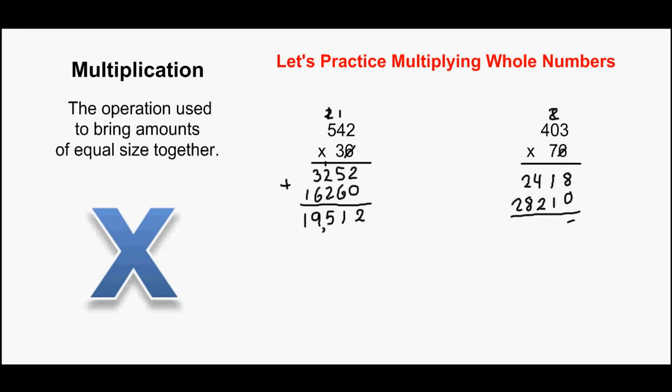8 plus 0 is 8. 1 plus 1 is 2. 4 plus 2 is 6. 2 plus 8 is 10. 1 plus 2 is 3. 30,628.